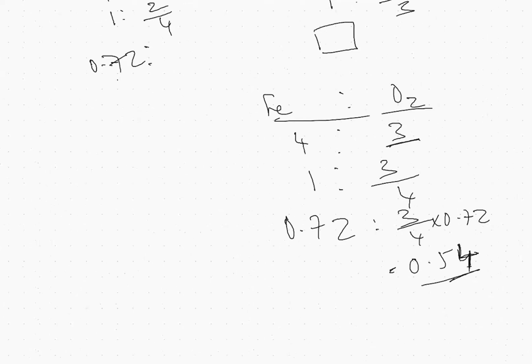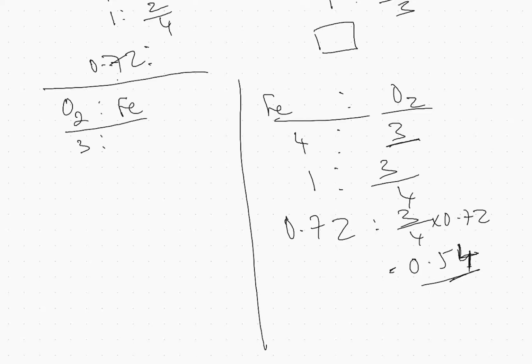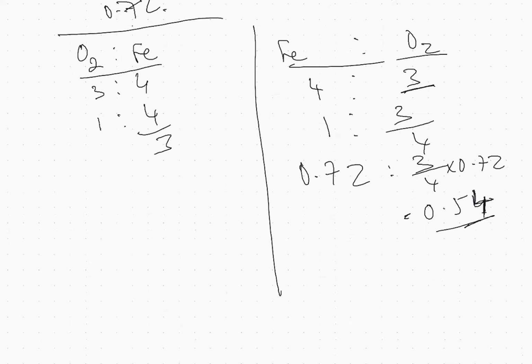Let us do the other way and see, right? So for oxygen, it would have been 3 giving 4, 1 giving. If I'm using this 1.25 to react, I need 4 divided by 3 times 1.25. I need 1.66 Fe. Do we have that? No. Therefore, we stick to this one.